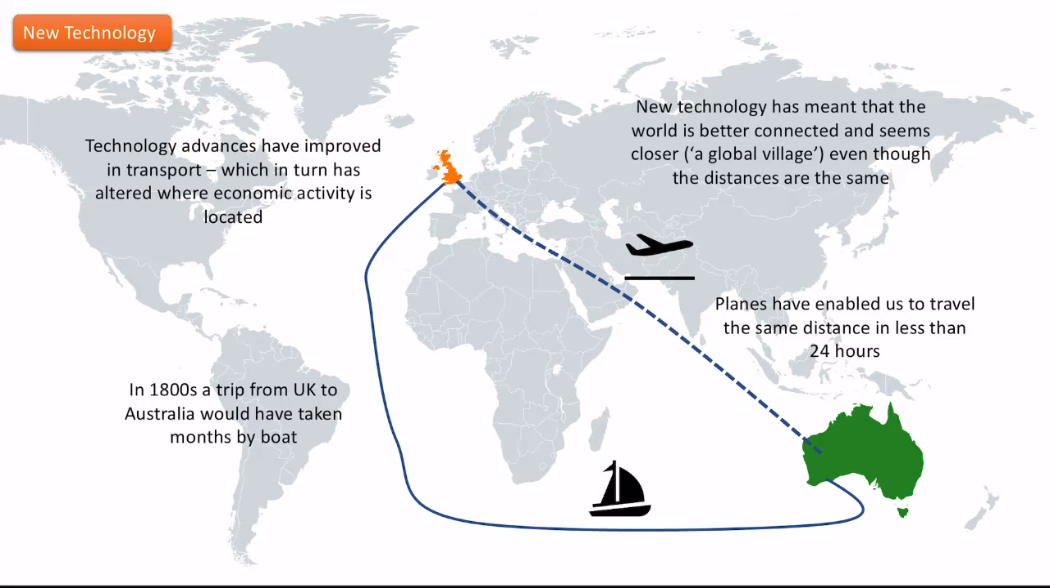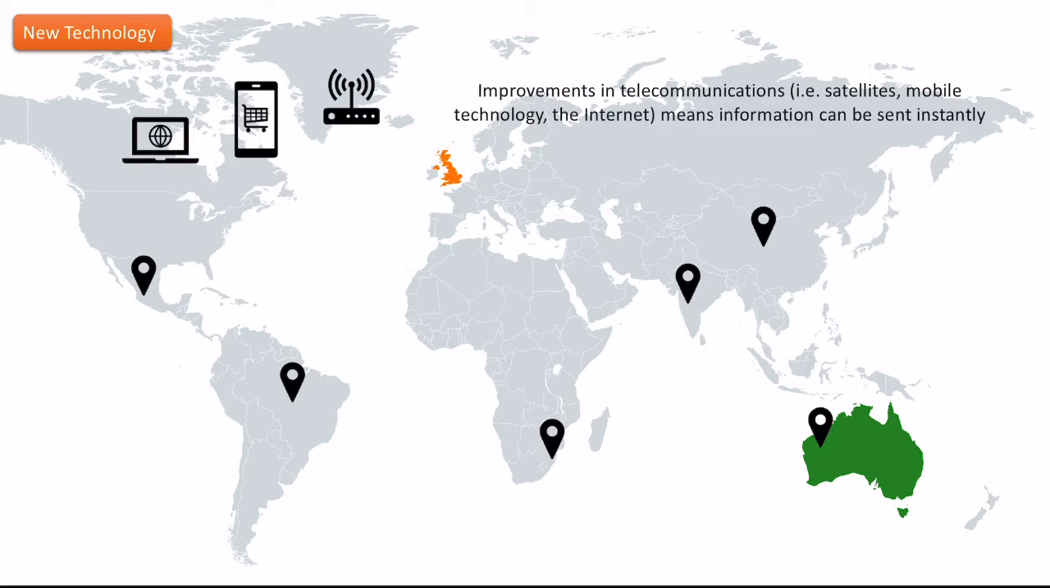So this technology has meant that the world is much better connected and seems much closer. It's what we call a global village. Even though the distances haven't actually changed, it seems much closer. On the back of this, it's not just been transport technology, but telecommunications has improved. We have satellites, mobiles, the internet. That means I can send data and information rapidly to the other side of the world in seconds.